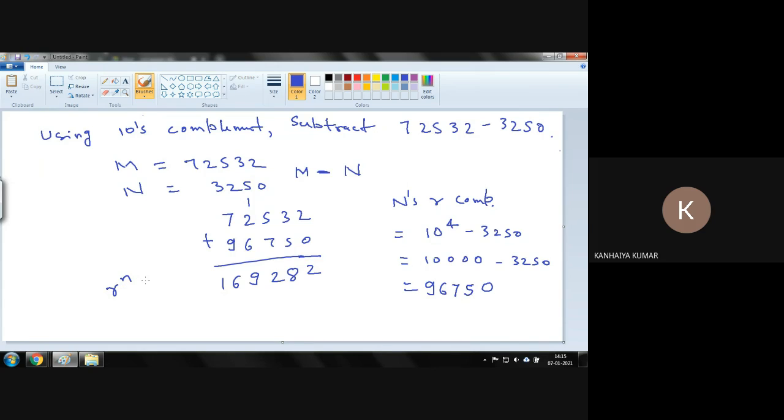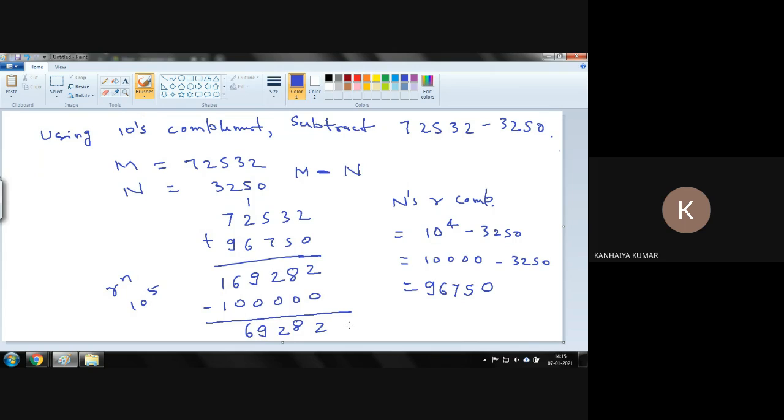So if you remember, your m has 5 bits. So its carry should be equal to r to the power n, that is 10 to the power 5. So 10 to the power 5 is nothing but, you have to subtract it from this. So 1 2 3 4 5. So our answer will be 69282. Okay, so this is our simple answer of m minus n.